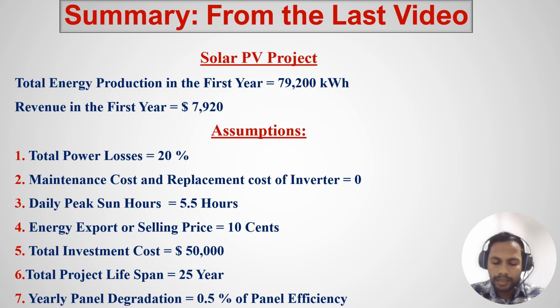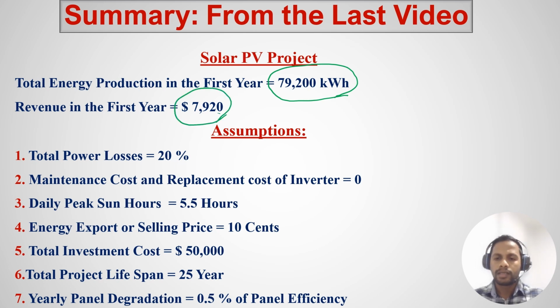Let's get into the summary of the last video. In the last video, we calculated the first year solar PV energy production for the 50 kilowatt solar panel, 79,200 kilowatt hours. And the first year revenue is $7,920.